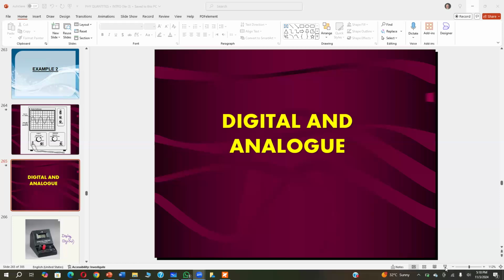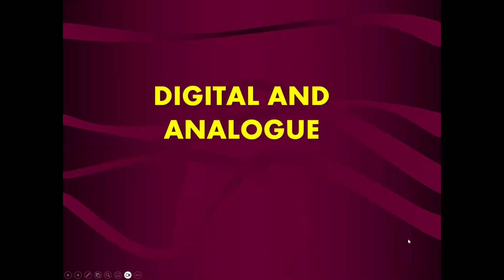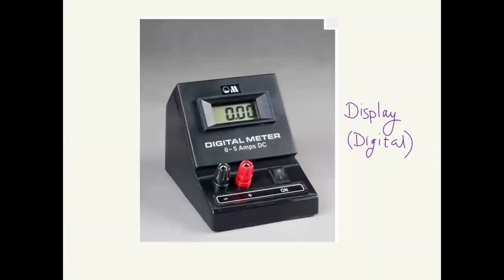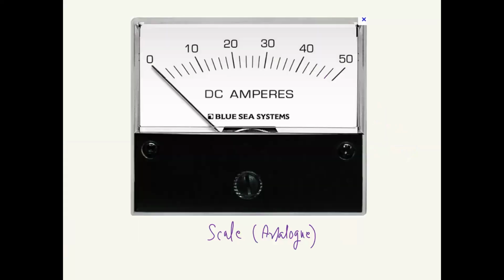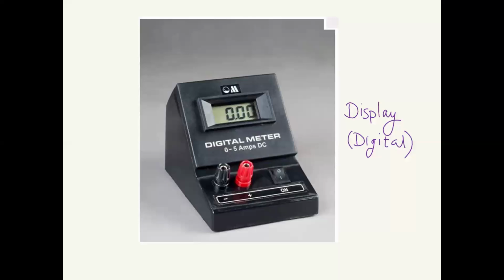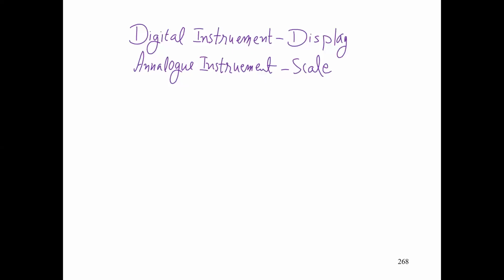A digital device like a calculator has a display. Look, this is a digital device, and this is an analog display. Analog devices like this one have a needle and they have a printed scale. Digital has no printed scale, it has a screen. Now, digital instruments have a display, analog instruments have a scale.